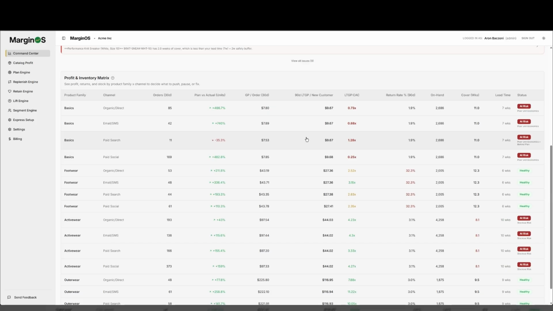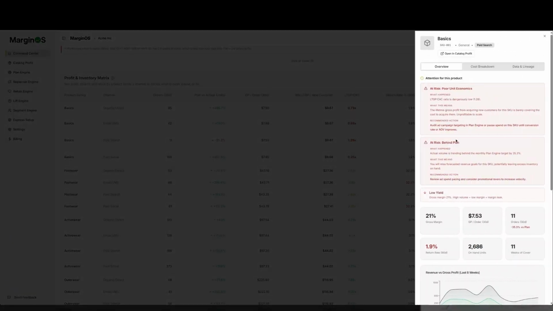On-hand units and weeks of cover. And a simple status pill. Healthy. Margin risk. Stock out risk. Returns risk. This is where you make calls like, we should not be scaling this. Gross margin is trash and returns are high. Or, this product is a monster. We have 10 weeks of cover. Let us lean into it. When you click a row, you get context for that specific product family and channel.